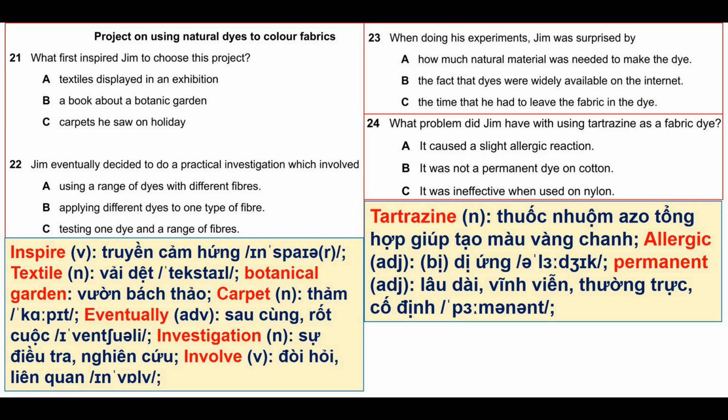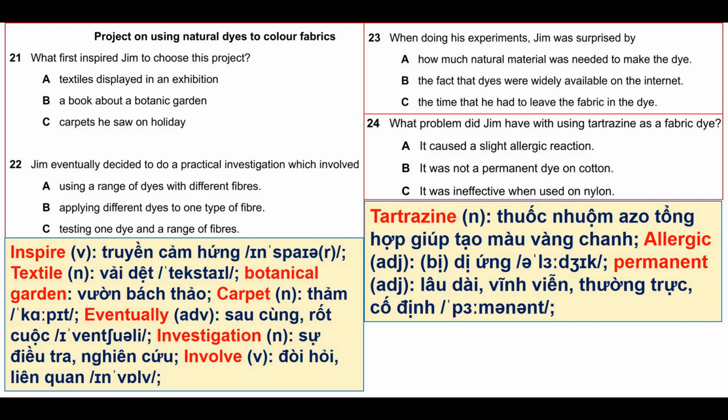Section 3. You will hear a textile design student called Jim discussing his project on using natural dyes for colouring fabrics with his tutor. First, you have some time to look at questions 21 to 24. Now listen carefully and answer questions 21 to 24.